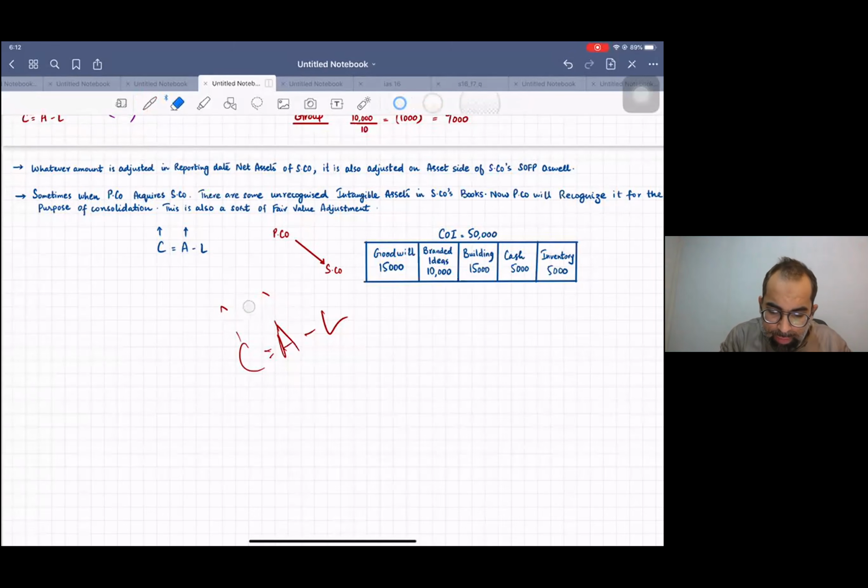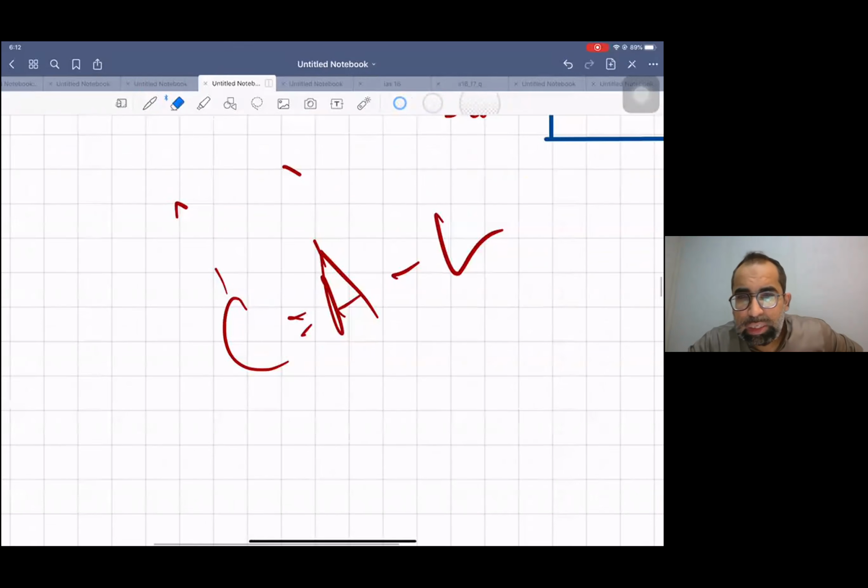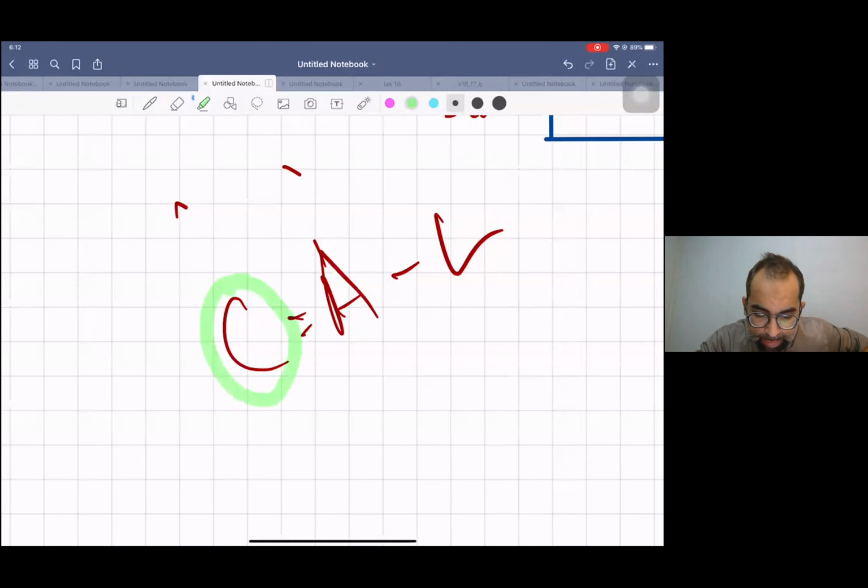Look at the screen. I've just enlarged it. The formula of goodwill is COI less the fair value of net assets of S company. And net assets means this C. This C is the net assets.